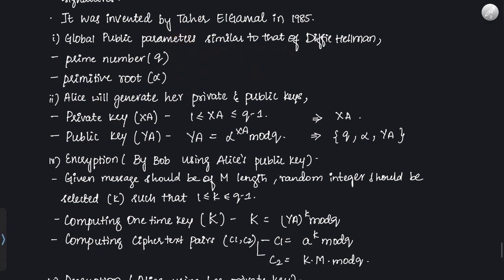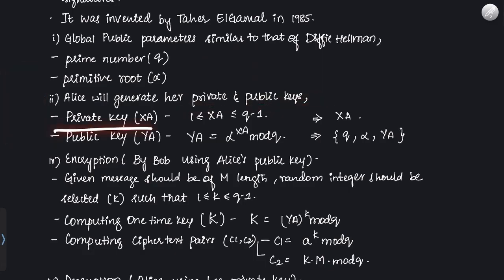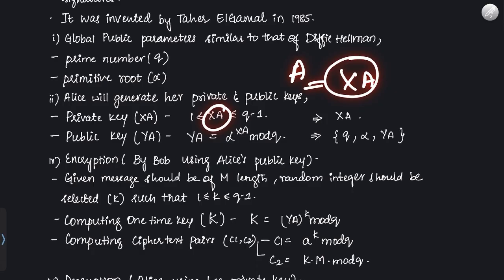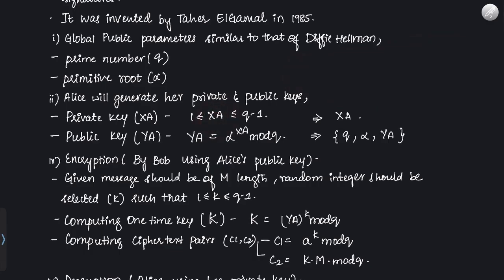My next step is key generation. Here Alice will generate the keys. Alice will generate her private key and public key. For the private key, she will select any random integer xa. So xa is the private key for Alice. xa will be selected such that it lies in the range of 1 to q minus 1. Between 1 to q minus 1, xa should be there.